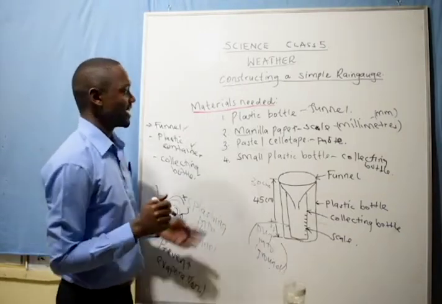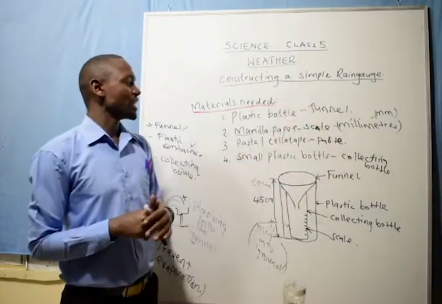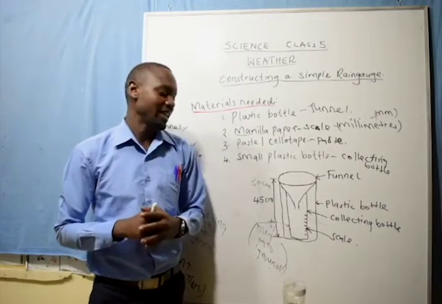I said rain gauge measures rainfall in millimeters. So we shall look at the construction of the other weather instruments as time goes by.